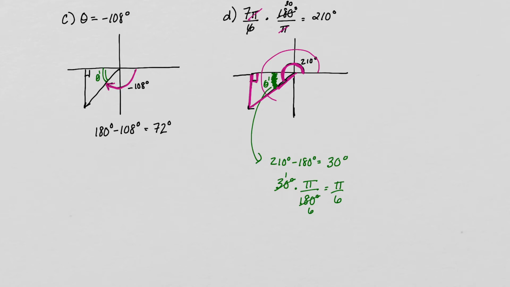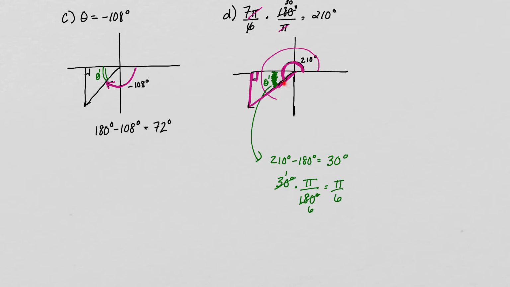I know that from here to here is 210 degrees. And I know that from here to here is 180 degrees. So I'm just going to do my whole entire angle, the 210, minus the 180 to get me the 30 degrees. And because the problem started in radians, I have to give an answer in radians. So I have to go back to radians.